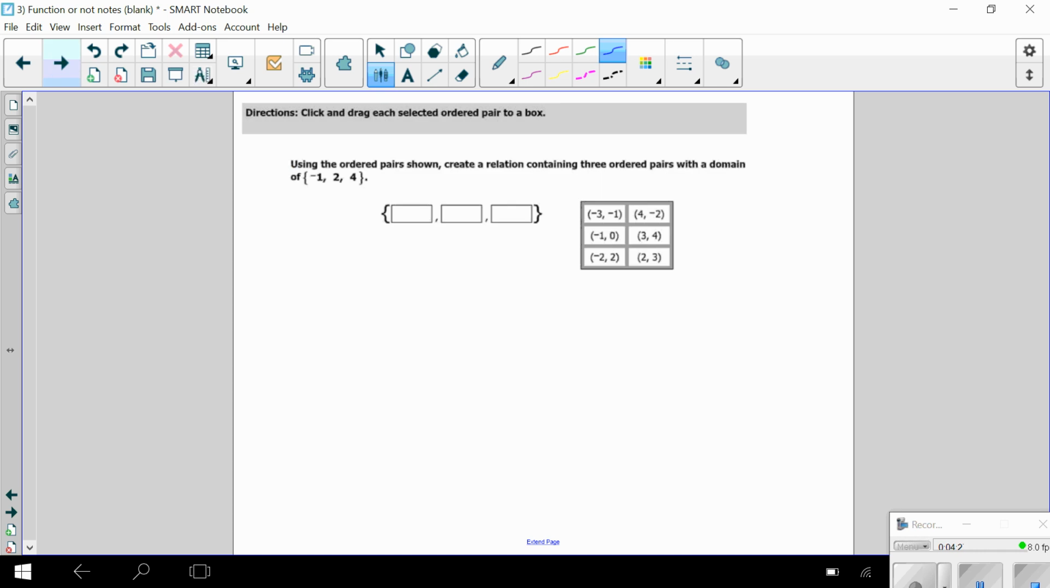Using the ordered pairs shown, create a relation containing 3 ordered pairs with a domain of -1, 2, and 4. Domain is my x, so I'm looking for one that has a -1 in the domain, has a 2 in the domain, and has a 4 in the domain.